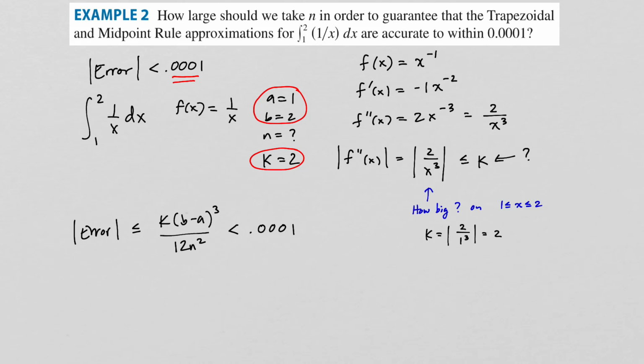Now let's talk about how large n should be if we're using the midpoint rule. Now everything else is exactly the same, except that when you're using the midpoint rule, this number down here is 24 instead of 12. So let's go ahead and make that change. And so when we do that, we're going to go ahead and plug everything in just like before.